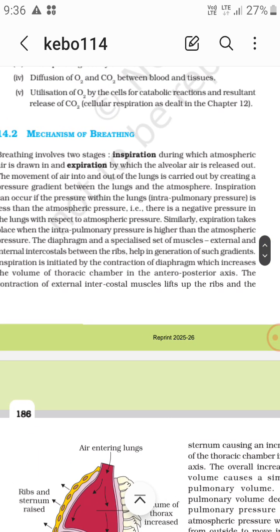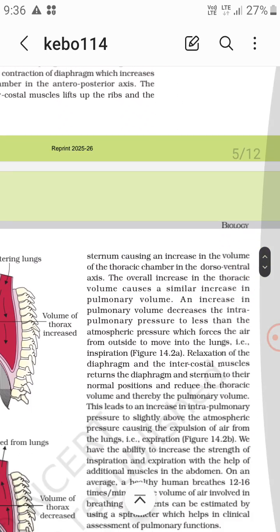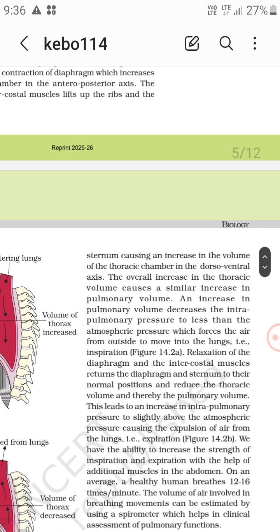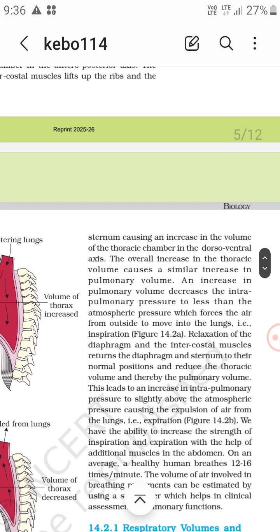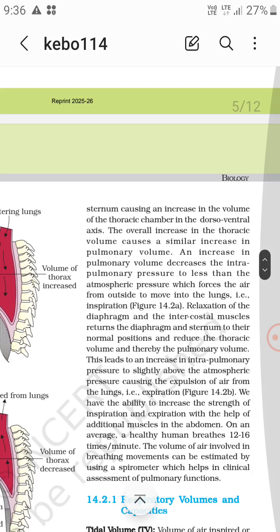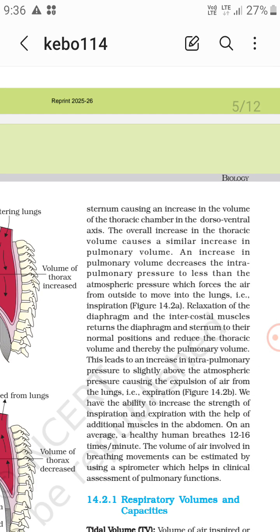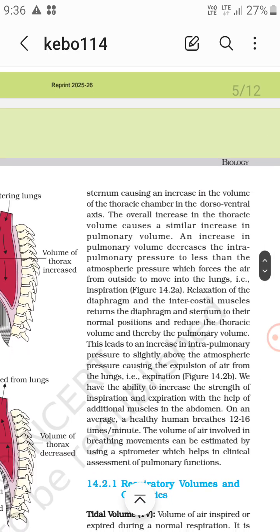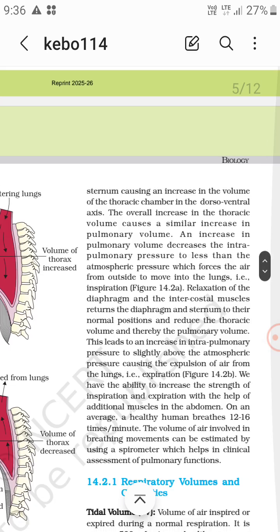In the anterior-posterior axis, we are talking about the diaphragm, but the volume also increases in the dorsoventral axis. Just imagine it by yourself, but this is what I mean.